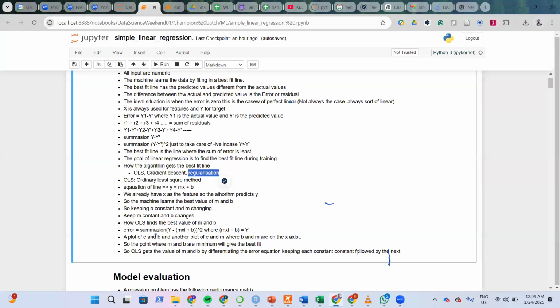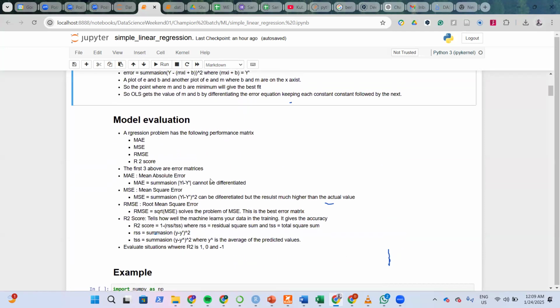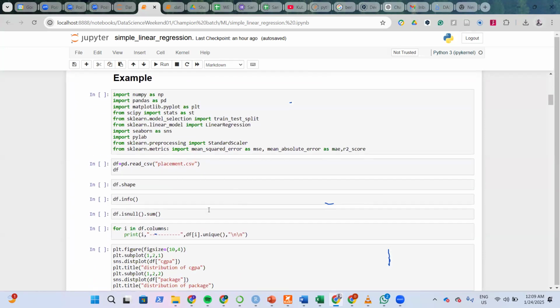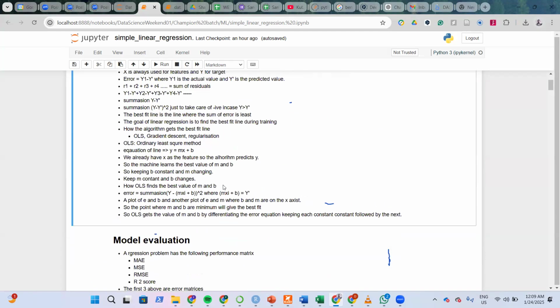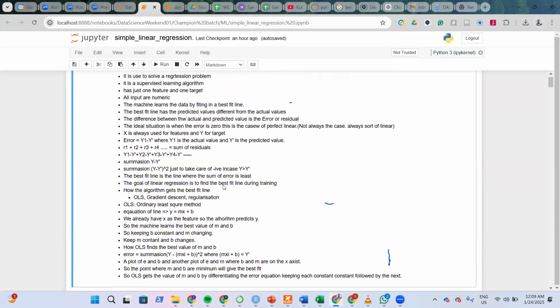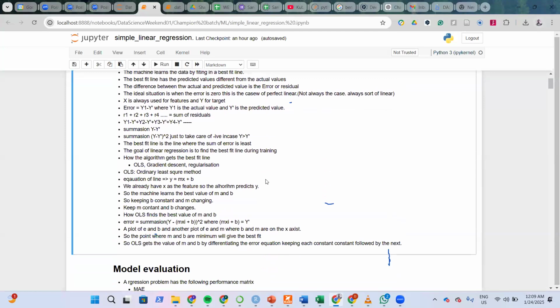All the things I've explained to you are in the note I've put here. The next thing we're going to do is an example where we do some plotting, examples of how to train a linear regression model using the OLS method, and then from there we continue. So this is going to be it for today.